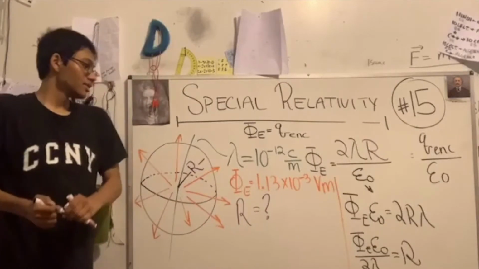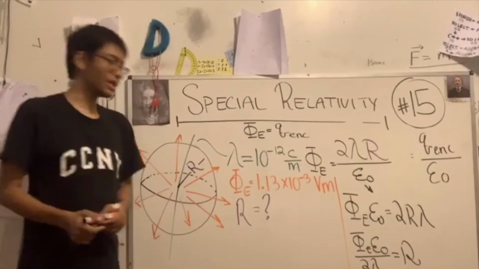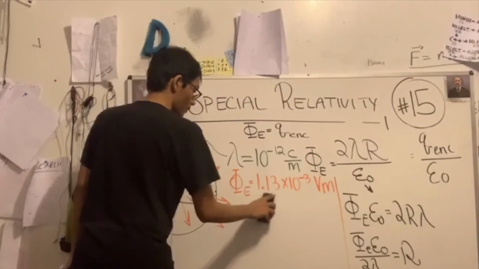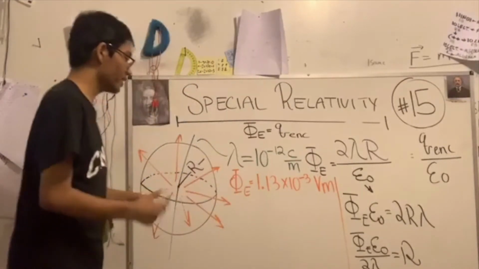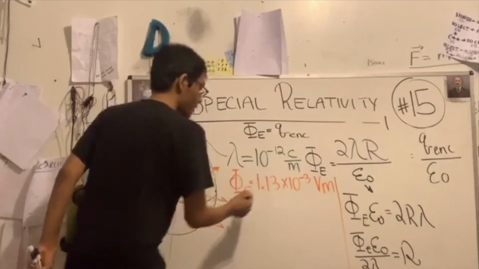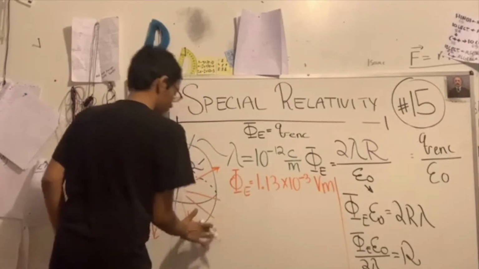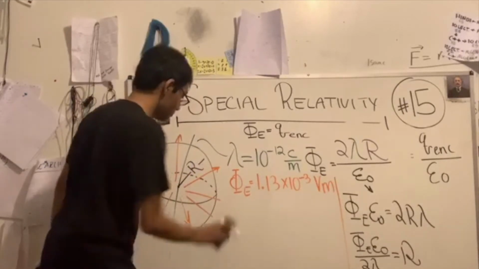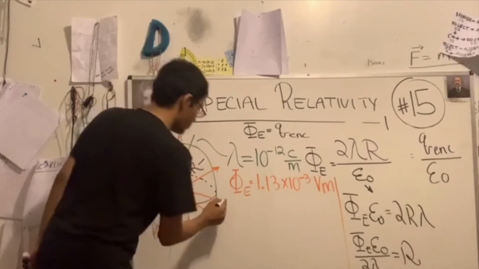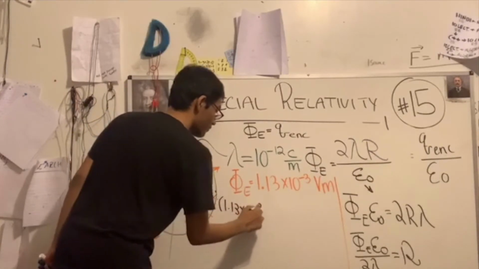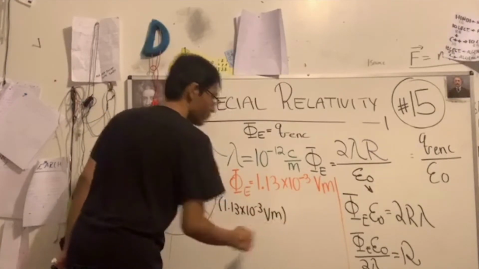Okay, so now we can finally plug in, folks. Now we can finally plug in. Okay, so we know my electric flux is simply 1.13 times 10 to the negative 3 volts meters. So 1.13 times 10 to the negative 3 volts meters, right?